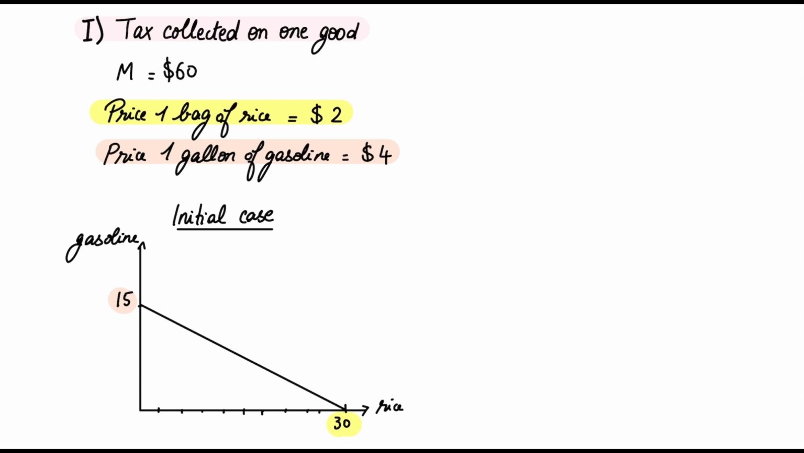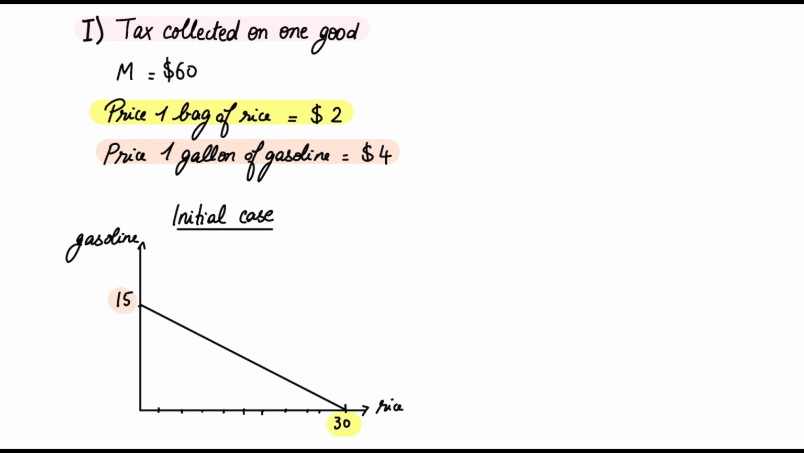So, let's consider an economy with two goods here, rice and gasoline. So imagine having a budget of $60. A bag of rice costs $2. A gallon of gasoline costs $4. When we plot the budget constraint with rice on the x-axis and gas on the y-axis, the intercepts are 30 for rice and 15 for gas.